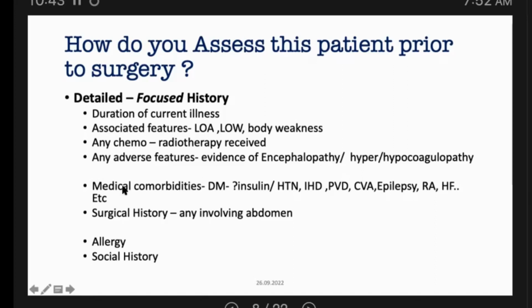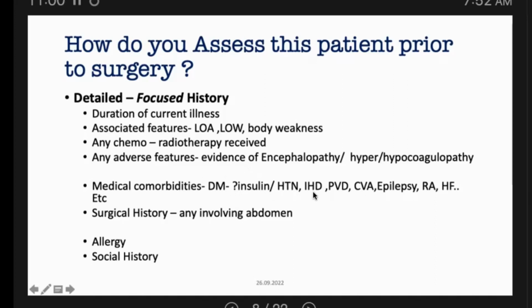And then medical comorbidities like diabetes, are they on insulin? If somebody has had diabetes for more than 10 years, there's a high risk for them to have diabetic nephropathy. So if it is not excluded, we have to be vigilant because there's a high chance for them to go into perioperative AKI.